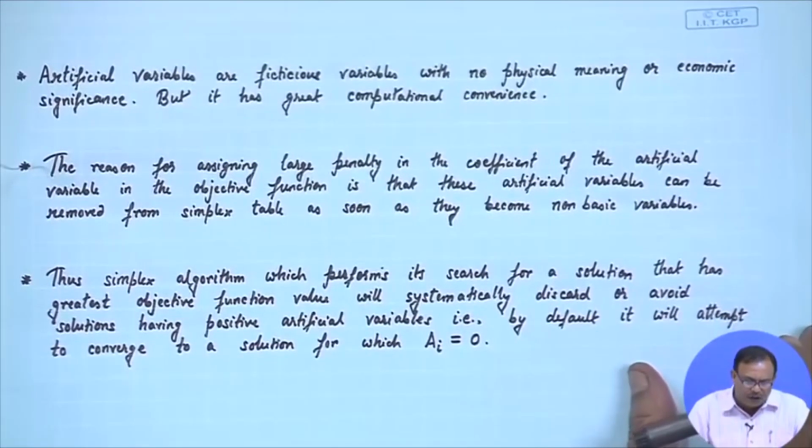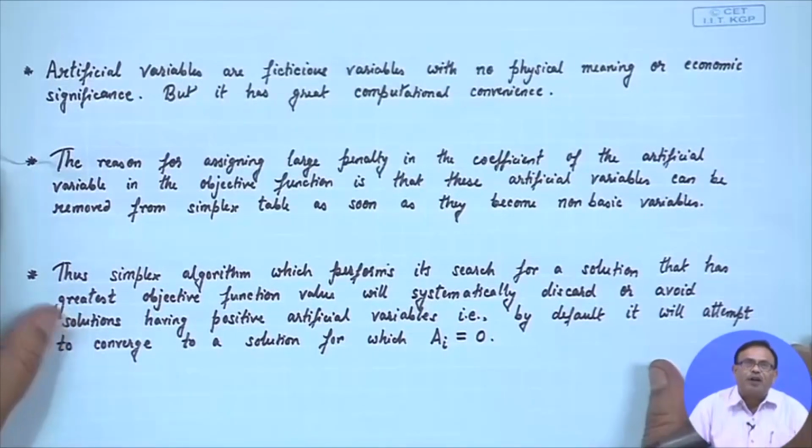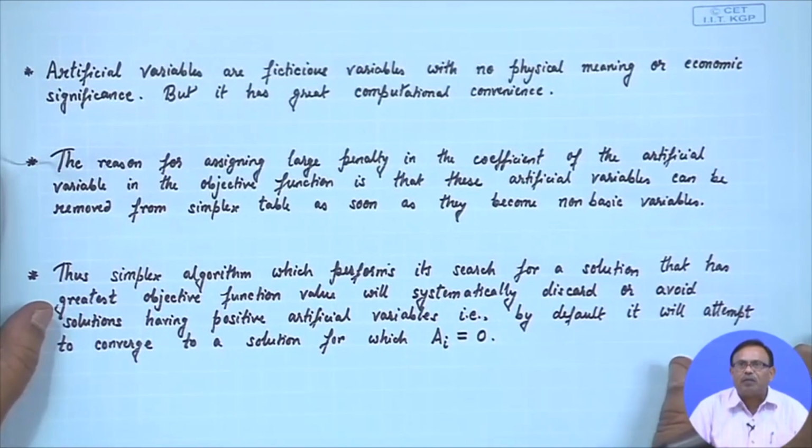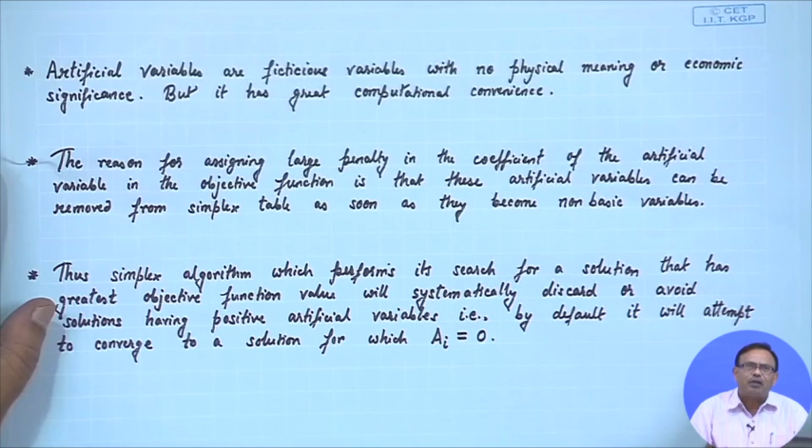Please note a few things. Artificial variables are fictitious variables, which have no meaning or economic significance. These are fictitious variables to manipulate my problem to obtain my solution, but they have no physical meaning, nor any economic significance, but they have great computational convenience.